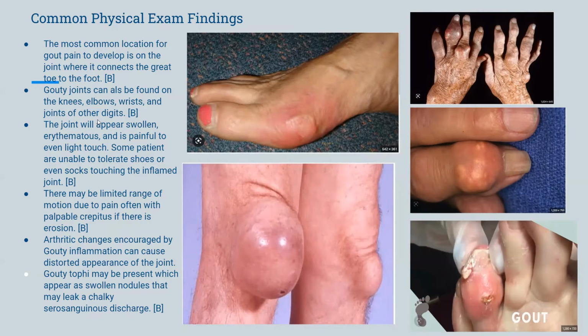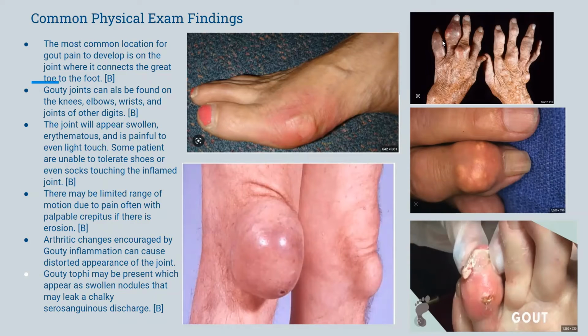So these gouty tophi can land a lot of places. I don't want you to think it's just a great toe problem. There's an example of the knee. There's an example of the fourth toe there, the bottom corner. And you can see that bloody, cheesy material that's coming out there. It's a mixture of those crystals that's like this chalky, cheesy kind of material, and then there's some blood and fluid, the serosanguinous discharge. So it's a mixture of both. And you can see how red and inflamed these are.